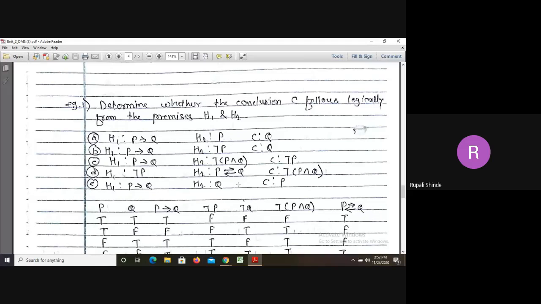So first we have to take one column as P and Q, then negation of P and Q. Then we have to check whether conclusion C is a valid conclusion or not. So how can we check? We have to consider negation P and P conditional Q, conditional negation of P and Q. And if this is a tautology, then only we can say that C is a valid conclusion. And check here, the last column is getting all values as true only. That's why C is a valid conclusion. Okay.